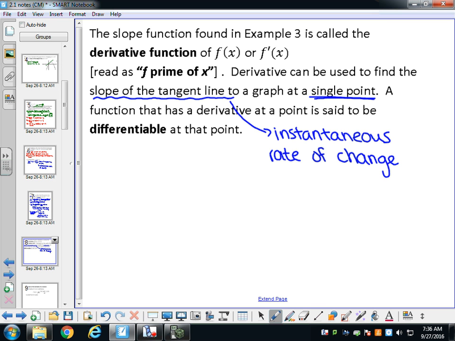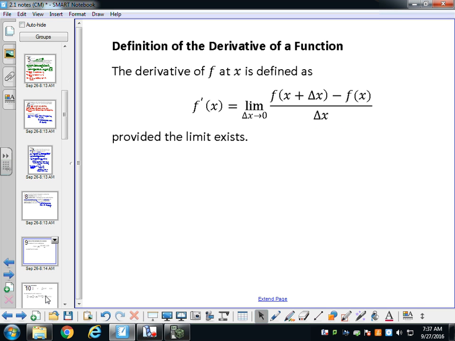A function that has a derivative at that specific point is said to be differentiable at that point, and we'll talk more about that. So in this video, hopefully now, we have a good definition of what our derivative is, and this is what it is. So basically, I can pick any x value that I want on my curve, and as long as I'm choosing a delta x and I'm getting closer and closer to that x value, if I set this definition up, I'm ultimately finding what that slope is at that specific x value. I'm finding the instantaneous rate of change at that x value.